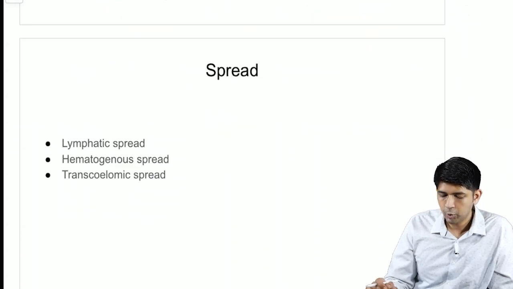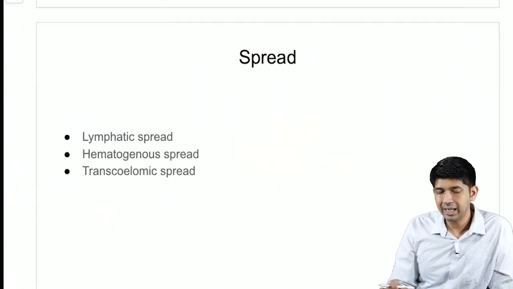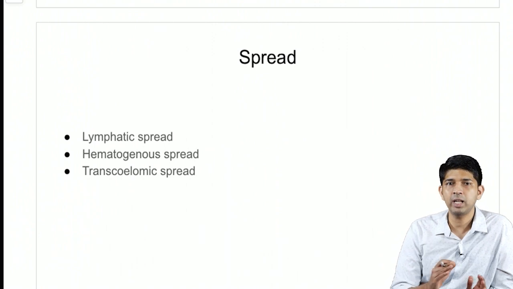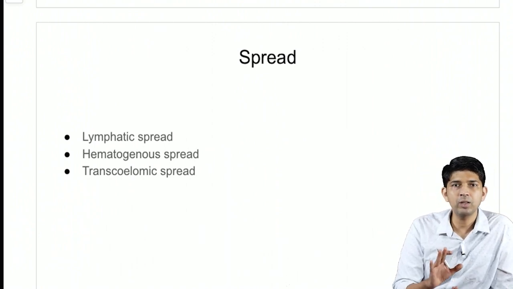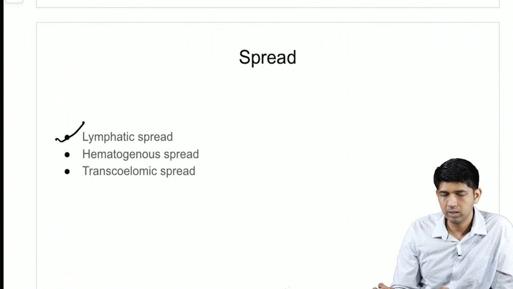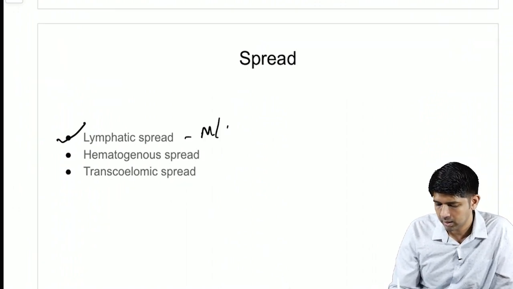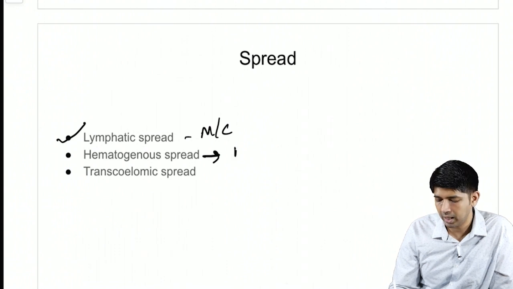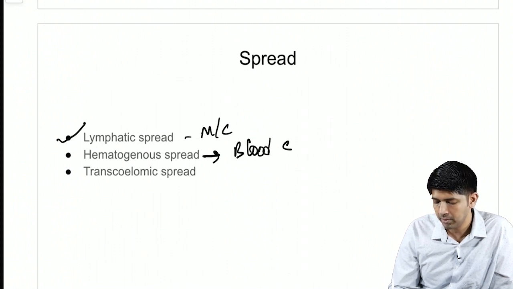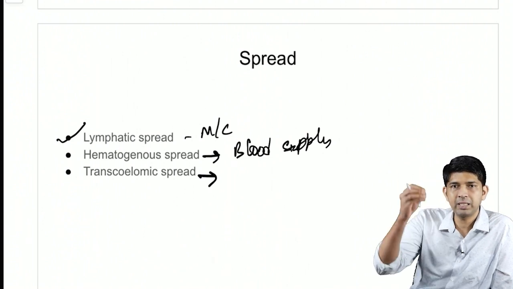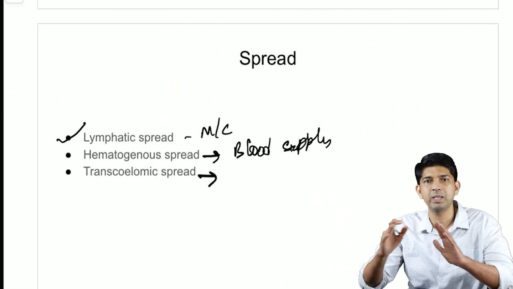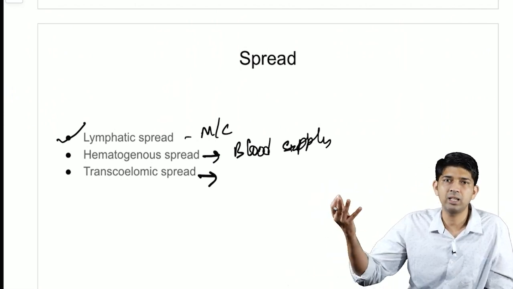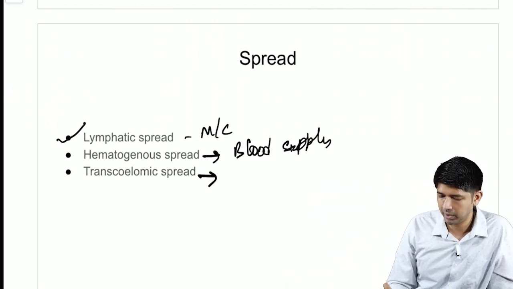For that, you need to understand the spread of CA breast. Before understanding what symptoms they present with, please understand the spread. So there are three routes of spread. One is the lymphatic spread, which is the most common. Next you have the hematogenous spread, that means it spreads through the blood supply. And finally is the transcoelomic spread, that means it drops from one area and gets implanted somewhere else in a big coelom. Coelom means a cavity, and then the cancer develops there. This is called a transcoelomic spread.